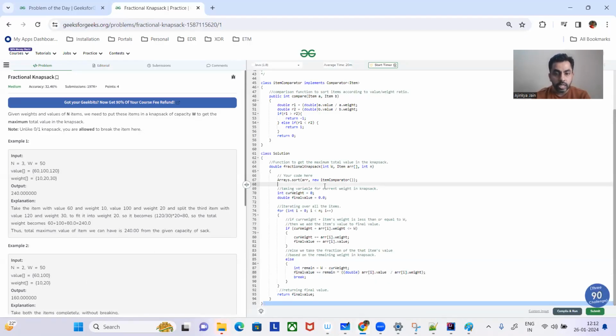So here is the code. If you see, first we are sorting. First we'll see the Java code and then the C++ code. So here we are sorting the array. And how are we sorting the array? See, here we have item 1 and item 2.